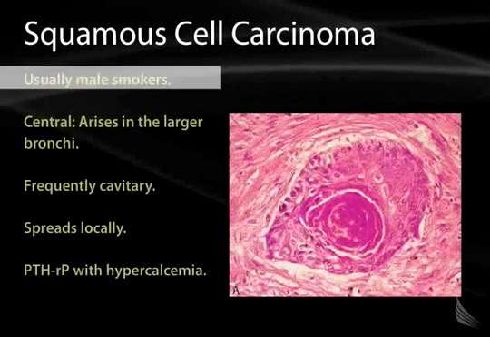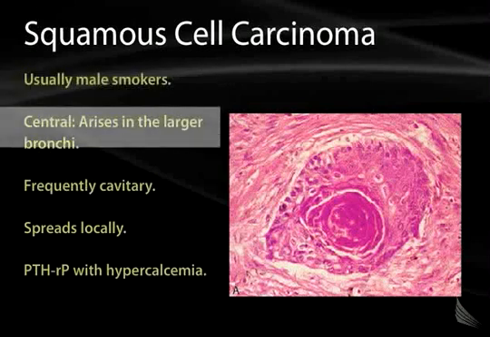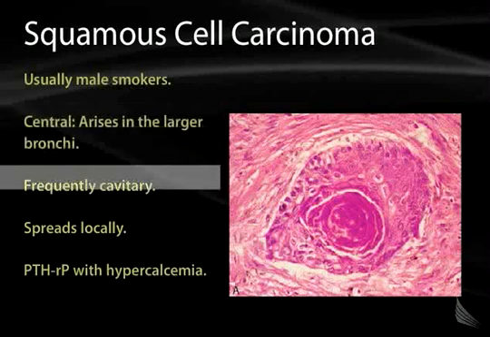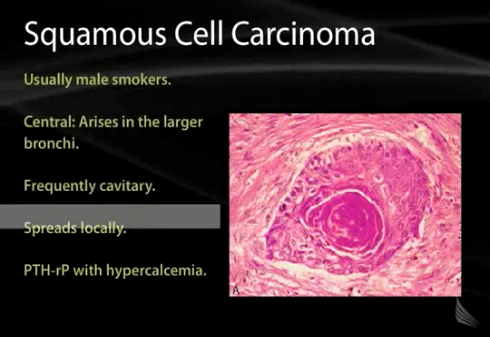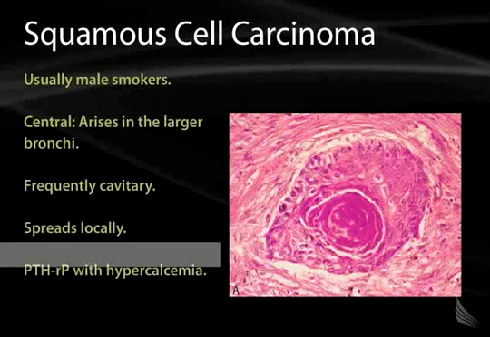Squamous cell carcinoma is usually seen in male smokers. It is central and arises normally in the larger airways and larger bronchi. It commonly is cavitary and can spread locally. One thing of note is squamous cell carcinoma is known to cause hypercalcemia with a PTH-related protein.